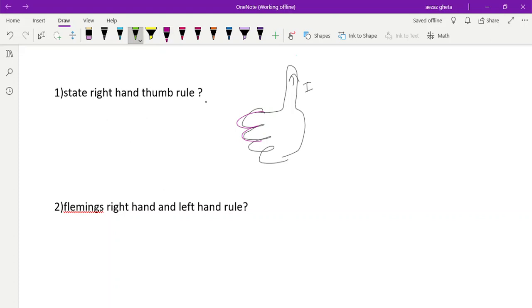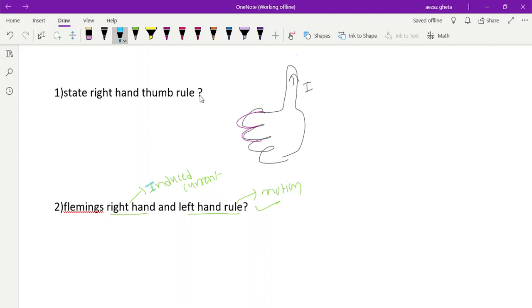The next question: Fleming's right hand rule and left hand rule. Both are almost the same, but in the left hand rule we get the direction of motion of the conductor. Fleming's right hand rule will give you the idea about induced current. Which current? Induced current. Understood?